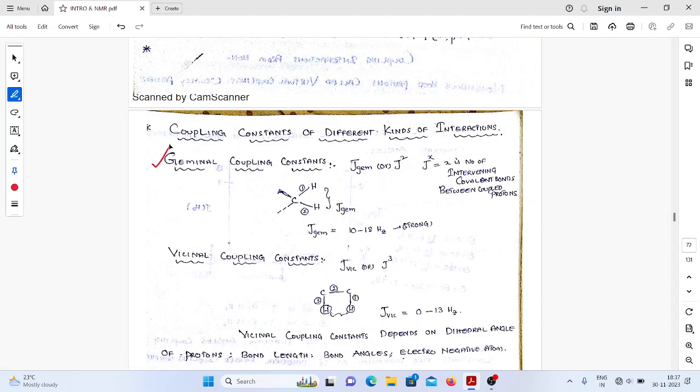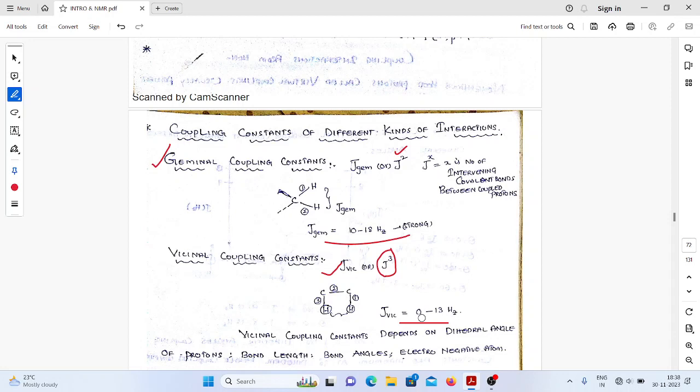Geminal coupling means coupling between the geminal protons. If you see the distance, 1, 2, two bonds are there. That's why it is represented as J2, J power x, where x is the number of intervening bonds. This value is 10 to 18 Hz. In the case of vicinal, the number of intervening bonds is 1, 2, 3. That's why this is J3 or J vicinal.